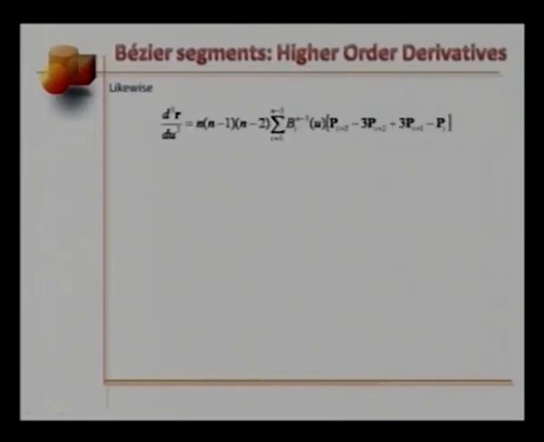Likewise, we can compute the third derivative of a Bezier segment. That is given by n times n minus 1 times n minus 2 summation i going from 0 to n minus 3, b sub i super n minus 3 times p i plus 3 minus 3 p i plus 2 plus 3 p i plus 1 minus p i. The algebra should not be very difficult. It should be straightforward. You should be able to compute and verify this result.